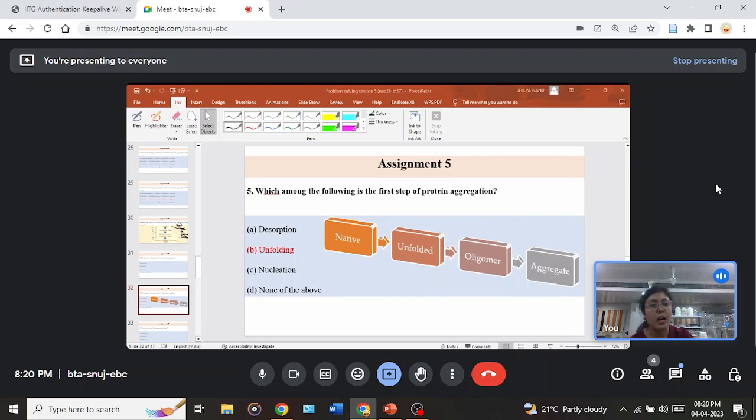So now you got how to answer this particular question. Any doubt here? Firstly, the protein will undergo unfolding, that is various conformational changes. Then it will form various nuclei, that is the nucleation step. And lastly, we have the formation of aggregates, that is the formation of fibrils, which is known as aggregation. Any doubt in this question?